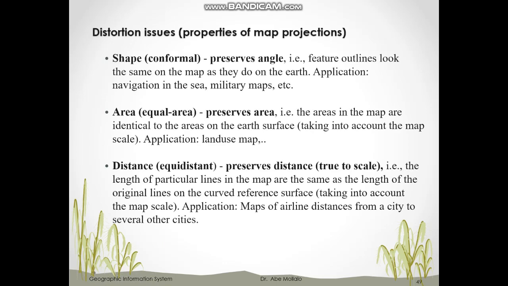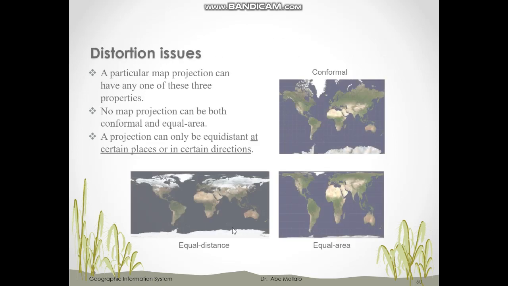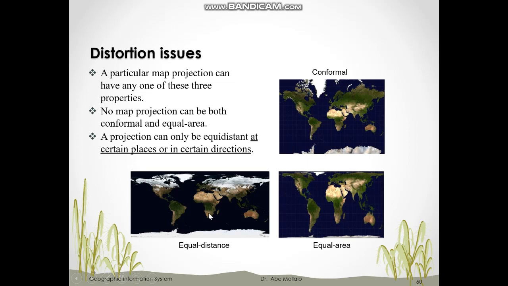And the third type of projection is equidistance, which preserves distance in certain directions and meanwhile will sacrifice the area and shape. The lengths of the particular lines in the map are the same as the lengths of the original lines on the real surface. So this is an example of the equidistance projection. So distance between particular two points are the same as distance on the real surface, and meanwhile the shape and area are sacrificed. An application of equidistance projection is the map of airline distance from a city to another city.